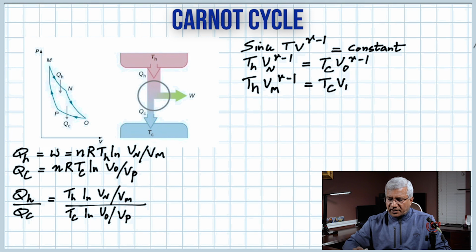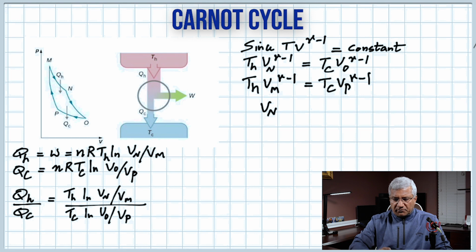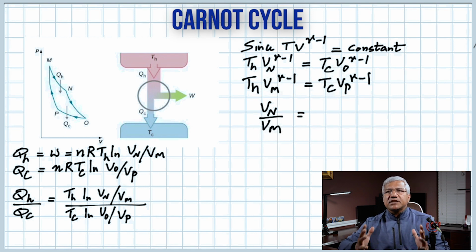So now we can see that if you apply the adiabatic equation to points M and P, then at M, TH VM raised to gamma minus 1 is equal to TC VP raised to gamma minus 1. If we divide the two equations, automatically we see that the TH and TH will get cancelled, TC and TC will get cancelled, and that means VN by VM would be equal to VO by VP, because the raised to gamma minus 1 will also cancel out.